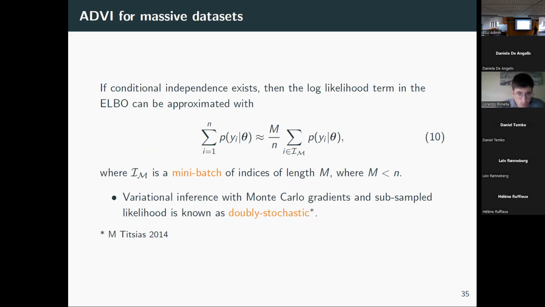So that's a trick you can use for large data sets. And Titsias came up with this term, doubly stochastic, because you have two sources of stochasticity. One source is coming from your data set, which is, if you have a large data set, mini batch, and the other source is coming from your actual Monte Carlo gradient expectation. So now you have a solution for both the problems we started this morning with: non-conjugacy and large data sets.